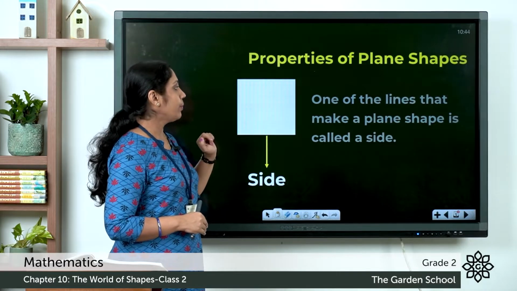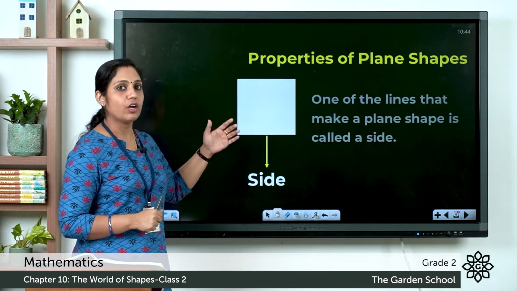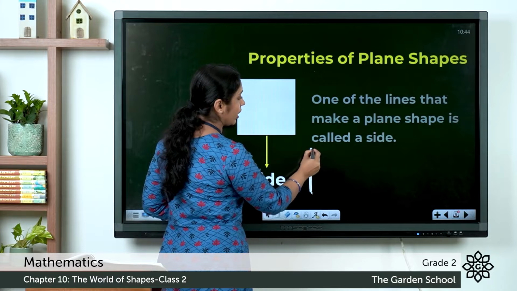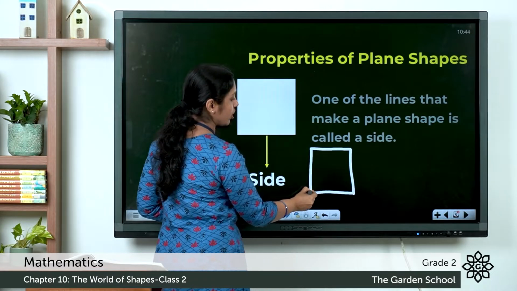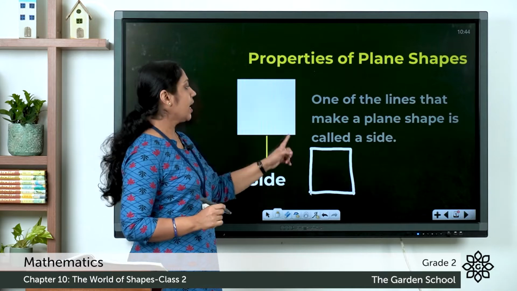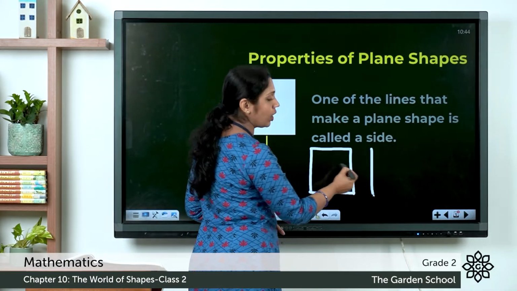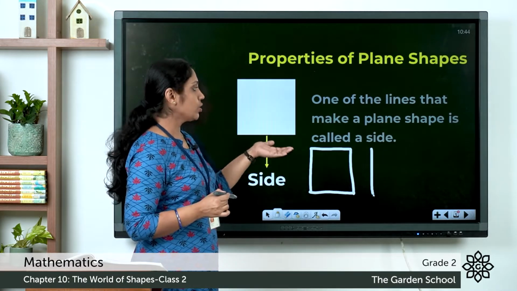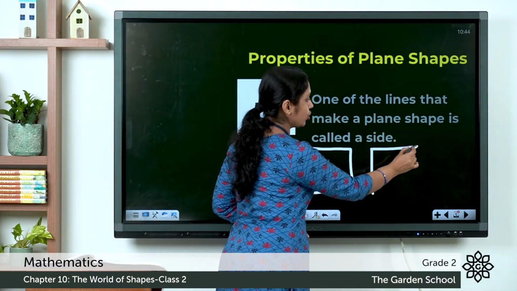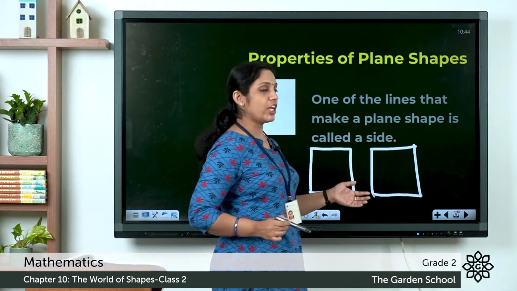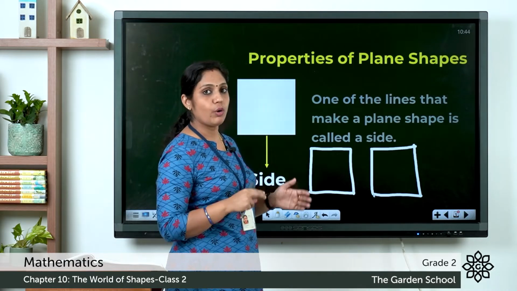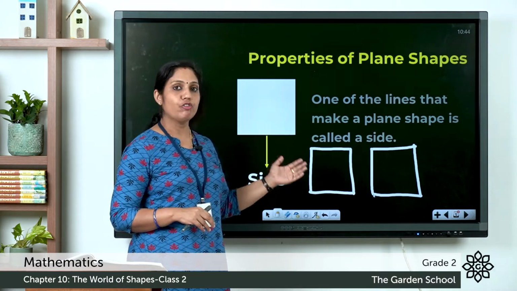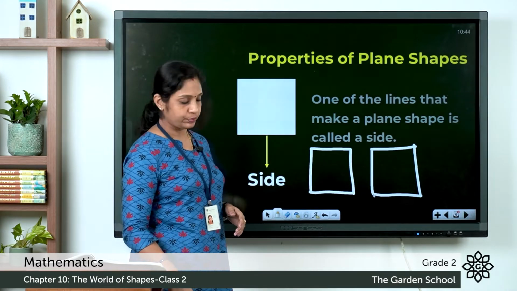One of the lines that make a plane shape is called a side. So how can you draw a figure? When you draw a shape, you have lines. So in this shape you can see that there are 4 lines, and one line is called the side. So one of the lines that make a plane shape is called a side. So here you can say that 1, 2, 3, 4, this shape is having 4 sides, or we can also say for side another name is edge. So we can say that this shape is having 4 sides or 4 edges.